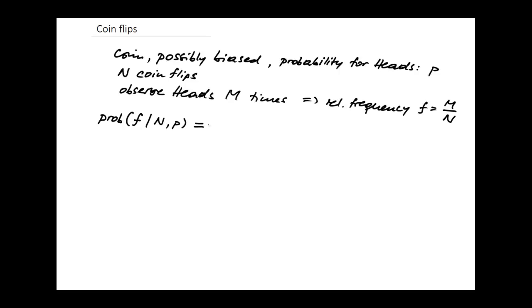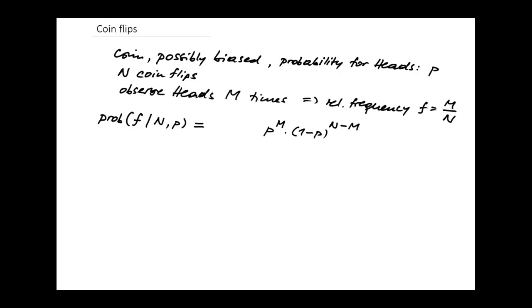If I have a specific sequence of results, so I have a series, heads, heads, tails, tails, tails, heads, tails, tails, and so on, for such a specific sequence, when heads occurs m times and tails occurs n minus m times, then the probability for this specific sequence is p to the power m times 1 minus p, that's the probability for tails, to the power n minus m.